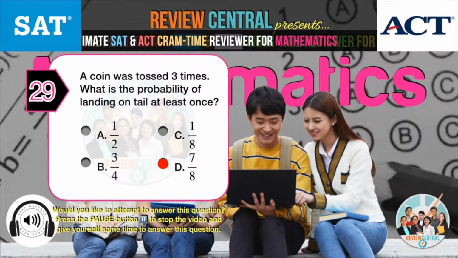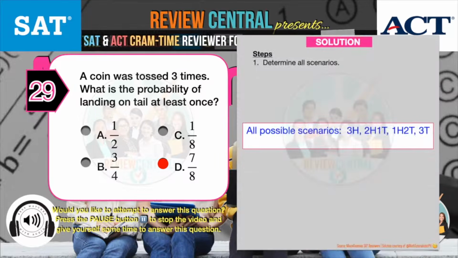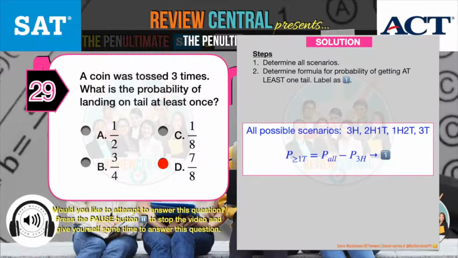Or something similar. Back to our problem, what are the possible scenarios? We can start with all 3 tosses resulting in heads, 3H. Next is 2 heads and 1 tail, 2H 1T. Next is 1 head, 2 tails, 1H 2T. Lastly, all 3 tosses can result in 3 tails, 3T. Which of the above scenarios will result in at least 1 tail? Actually, all the scenarios except for 3H will result in at least 1 tail, correct?